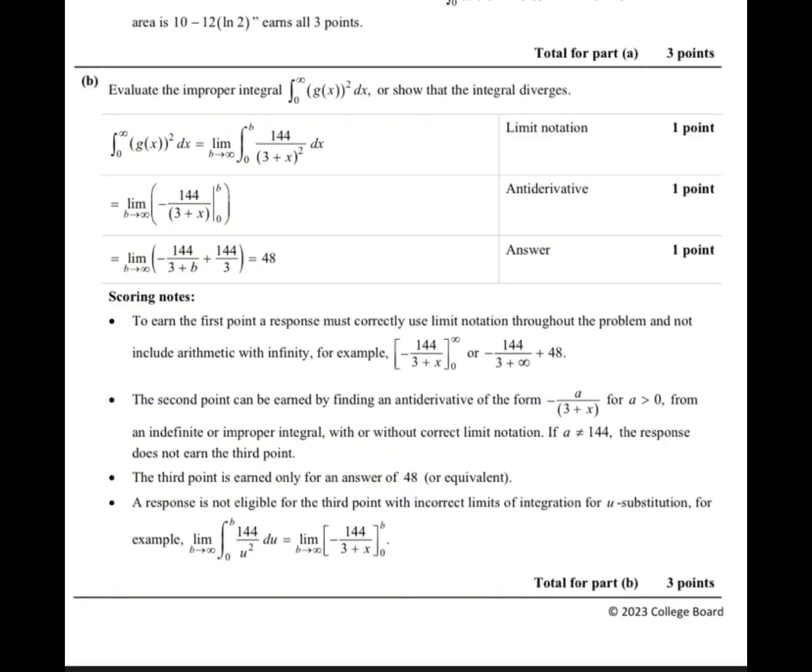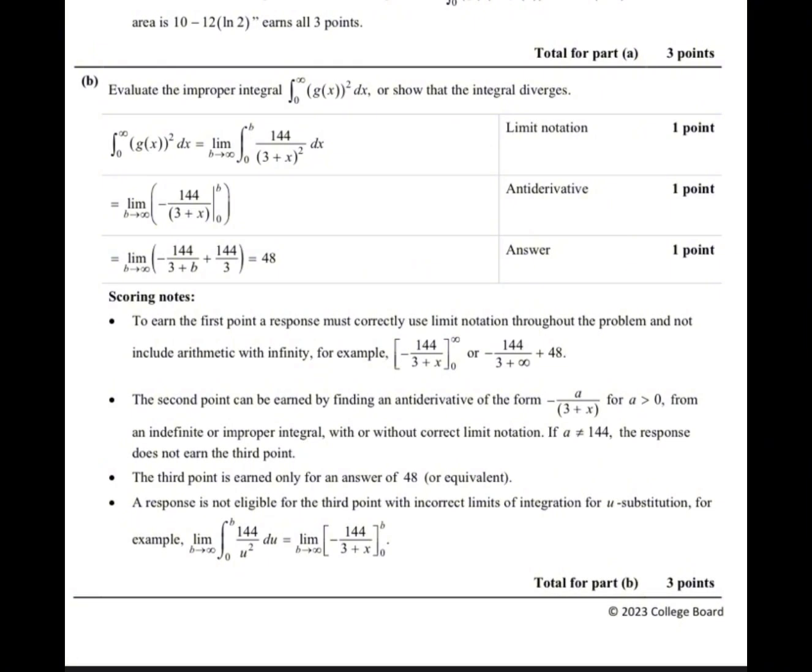Now for the scoring, the first point goes to limit notation. Because in the integral it's to infinity, you can add the limit of b approaches infinity, but I'm pretty sure for the integral it's fine, but after you integrate, it's not allowed. You need to have the limit of b approaches infinity, and then having the b at the end after you integrate it.